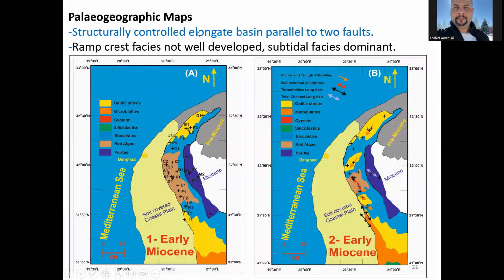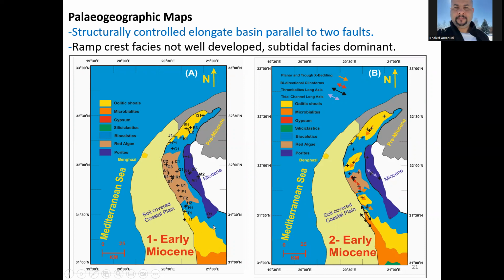This is the paleogeographic maps, reconstruction of the paleogeographic maps. And as we see, it's a structurally controlled basin, controlled by two faults, the lower escarpment at the left, this line, and the upper escarpment or upper fault plain.